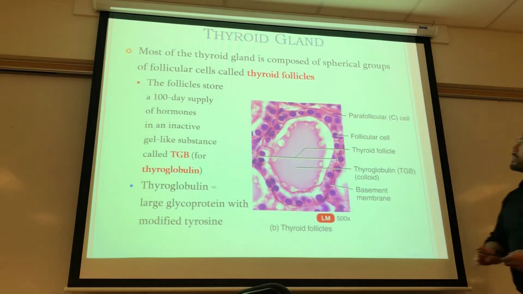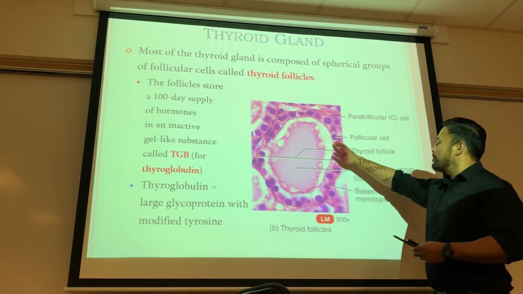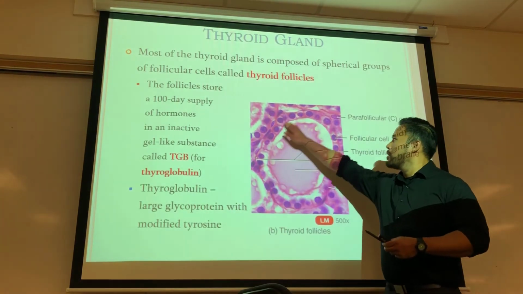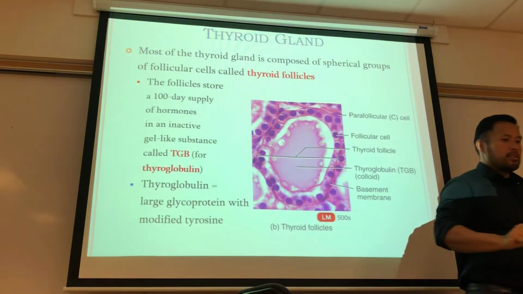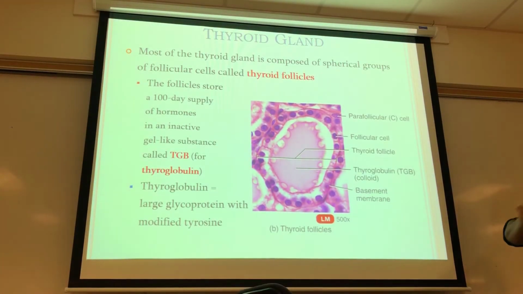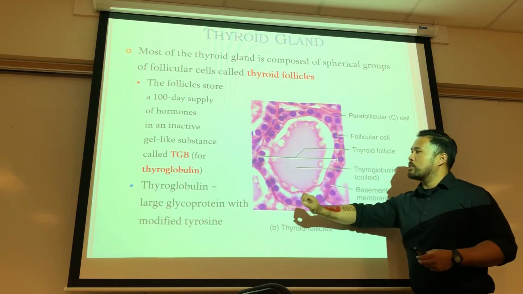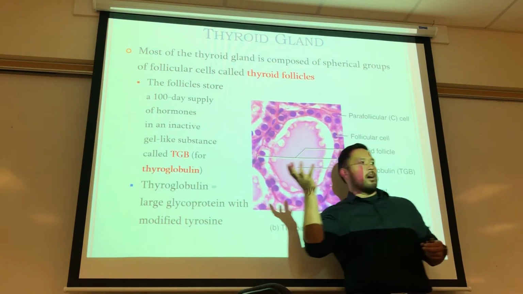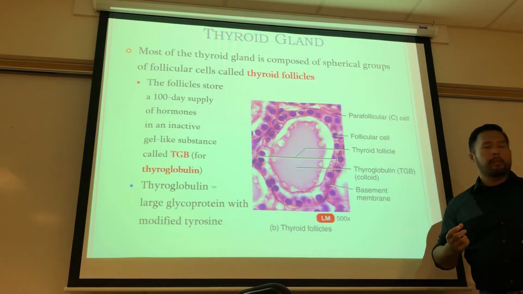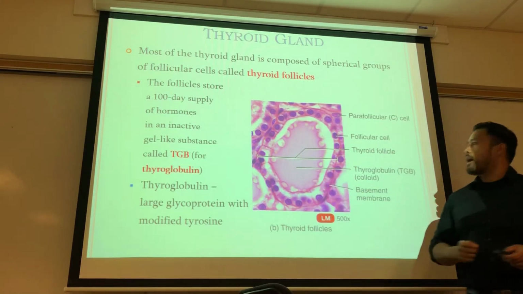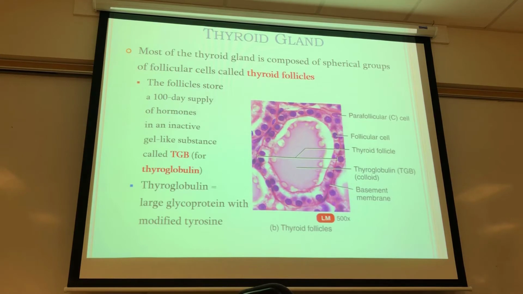And zooming in, you can see our cuboidal epithelial follicular cells that surround this pool called thyroglobulin. And it's this gel matrix. It's this glycoprotein pool in which we turn TGB, which is our pool of thyroid hormone precursors, that can get transformed into T3, T4. So this is our backup supply, of which we have about 100 days worth of T3 and T4 that we can produce to regulate our metabolism.